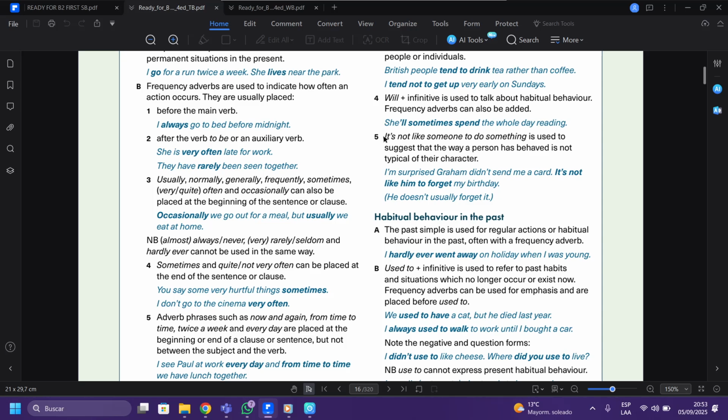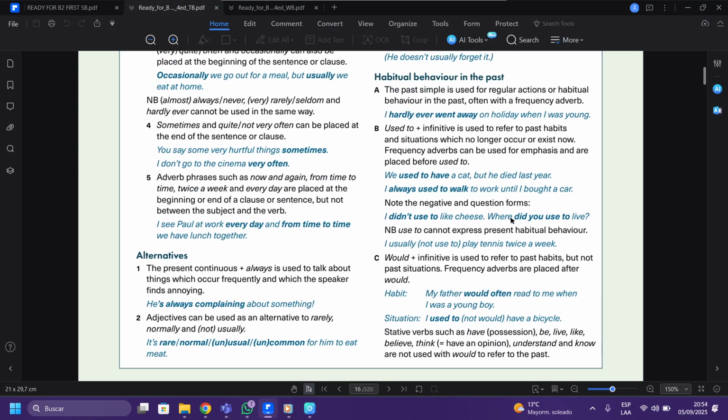Number 5. We are in this part, just in case. Alright? "It is not like someone to do something" is just to suggest that the way a person has behaved is not typical of their character. For example, the whole phrase is "it's not like him" or "like her", whatever the subject, to forget. For example, I am surprised Graham didn't send me a card. It is not like him to forget my birthday. So it means that he doesn't usually forget it, right?